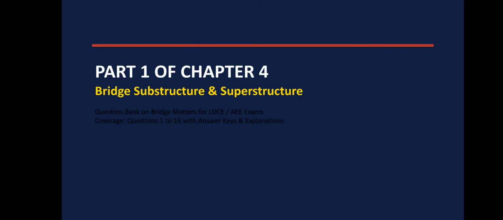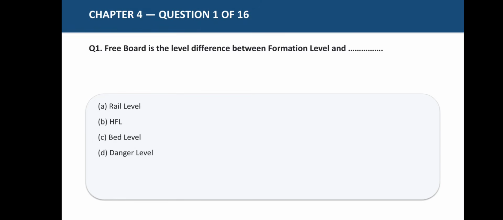Question 1. Freeboard is the level difference between formation level and which option? Option A. Rail level. Option B. High flood level. Option C. Bed level. Option D. Danger level. The correct answer is option B.